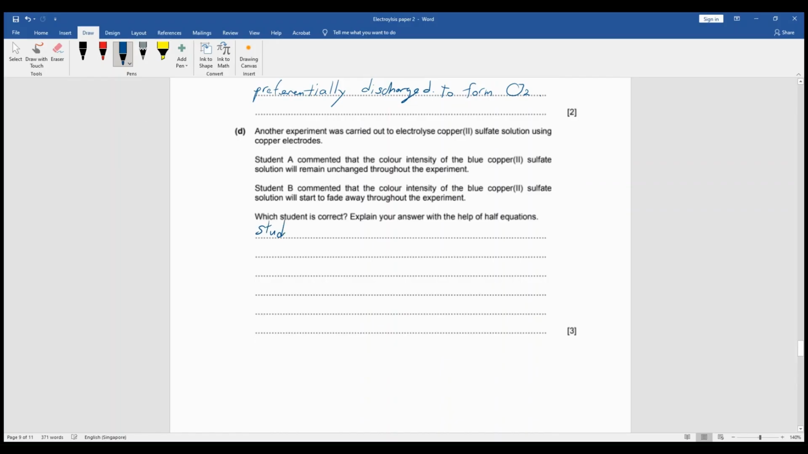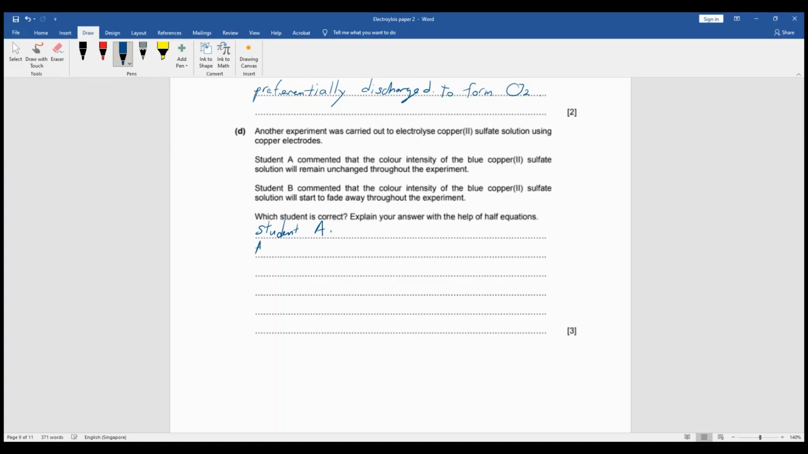This is very standard. At least this kind of question you should be able to do. Those harder ones maybe give and take a bit, depends on the situation. But this kind of very simple, straightforward question you should be able to do. Just describe what happened at anode, what happened at cathode, given the half equation. I think that should be good enough for 3 marks.